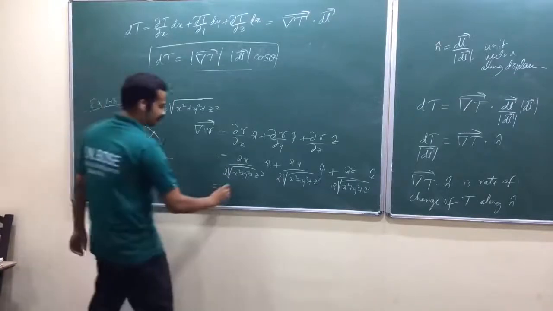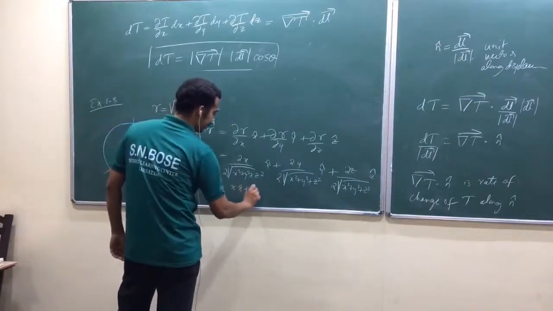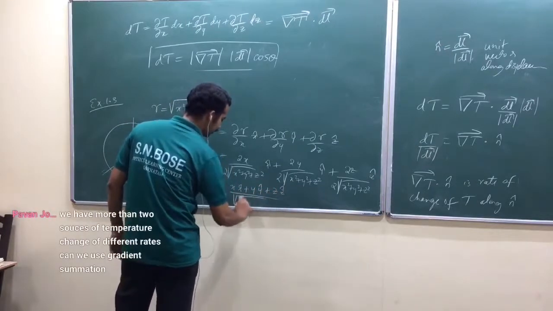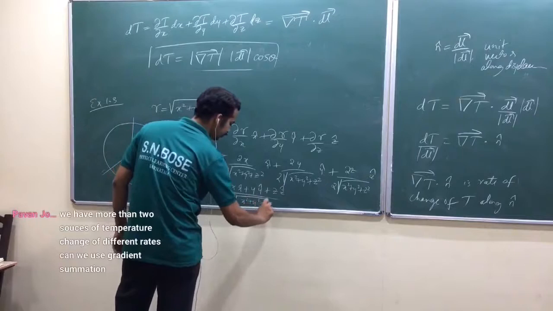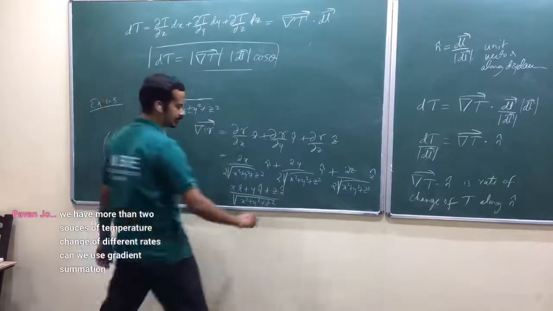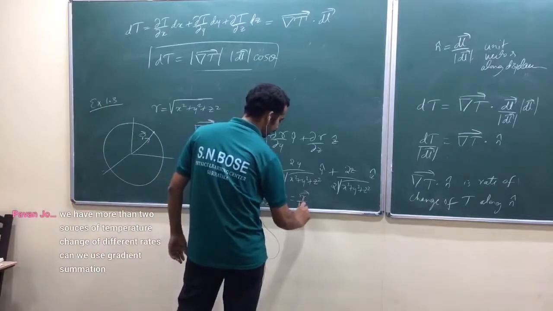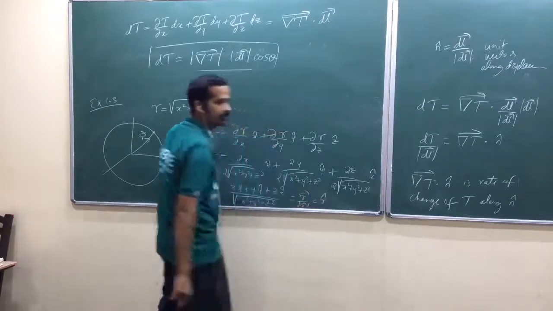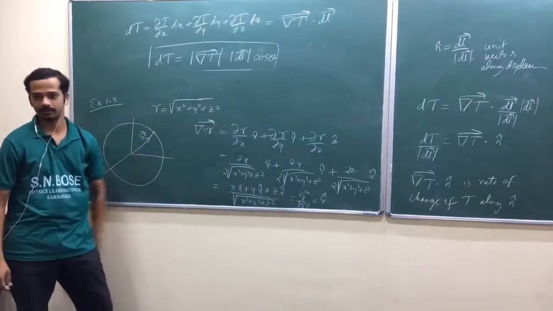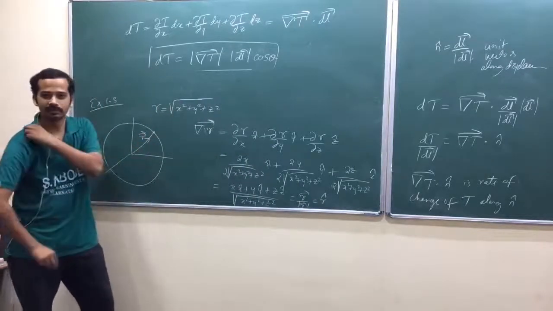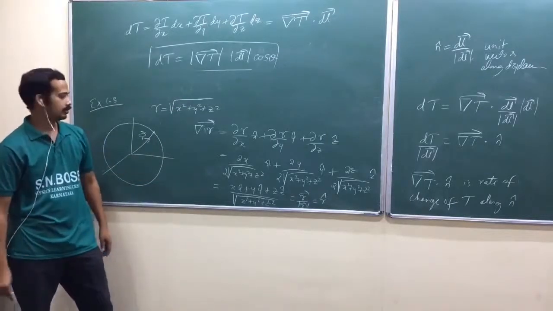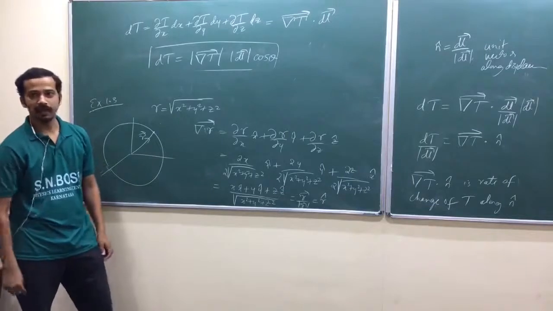So now look at here. x cap plus y cap plus z cap divided by root of x square plus y square plus z square. What is this one? r vector divided by mod of r. r cap. Now what is the direction of this gradient? Radially outward. Magnitude is unity, isn't it? Magnitude is unity. That's okay.